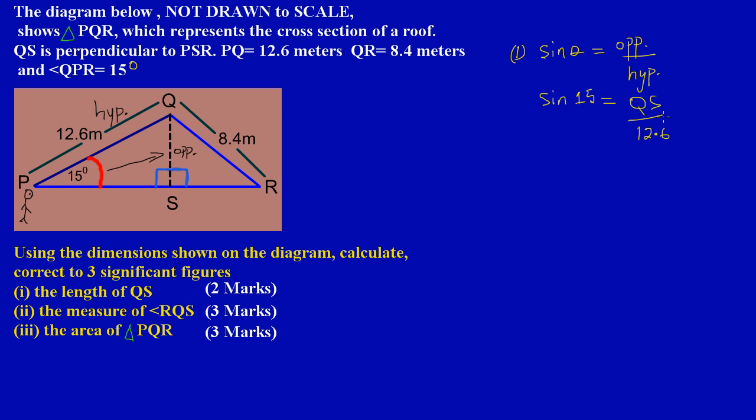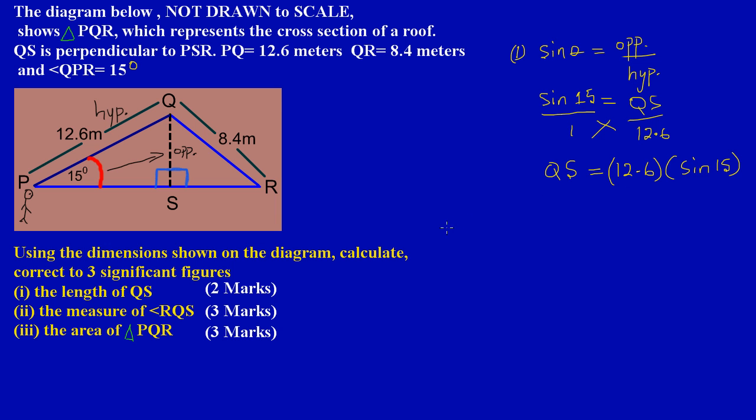Now, we're trying to make QS the subject. Since we have a fraction here, we could turn sine 15 into a fraction and simply cross multiply. So 1 times QS would give us QS, and that must be equal to 12.6 times the sine of 15. So QS equals 12.6, in brackets because I'm multiplying, times the sine of 15 degrees.